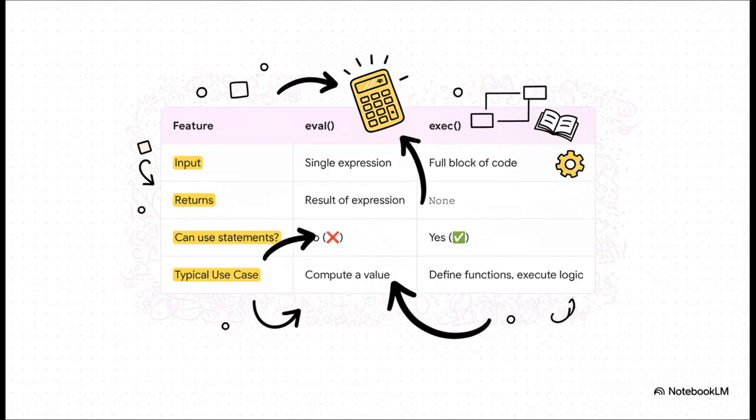And this table really just crystallizes their roles, right? Eval is for getting a value back from one expression. Exec is for running a whole block of instructions. And that's the key difference you've got to remember. You can't define a function with eval, and you can't get a direct answer from exec. One computes, the other executes.